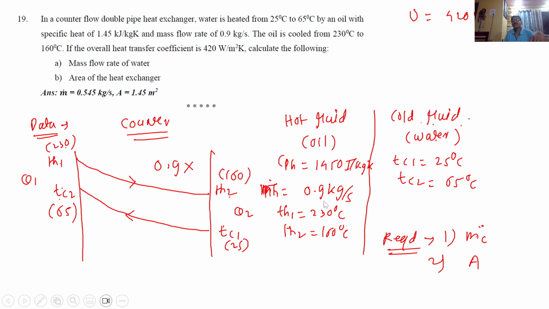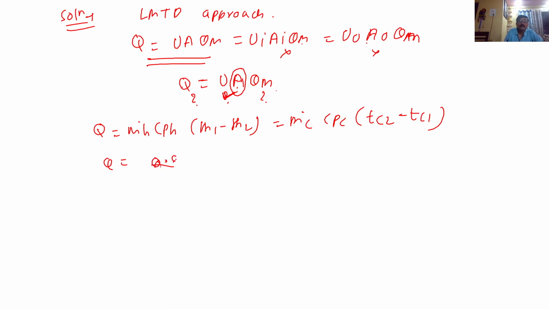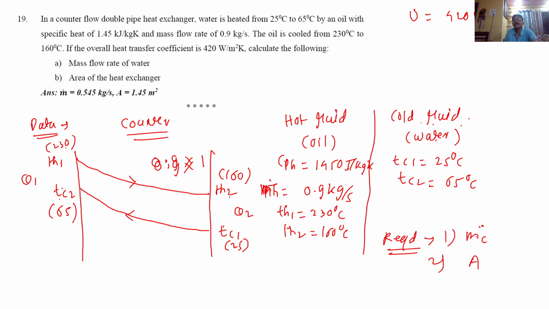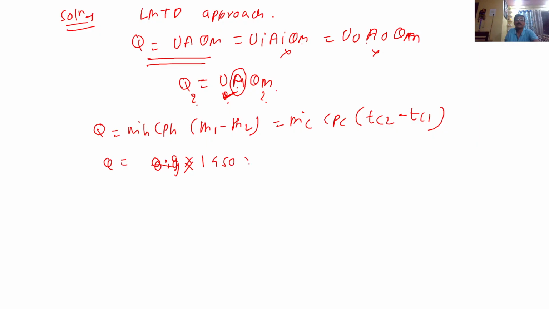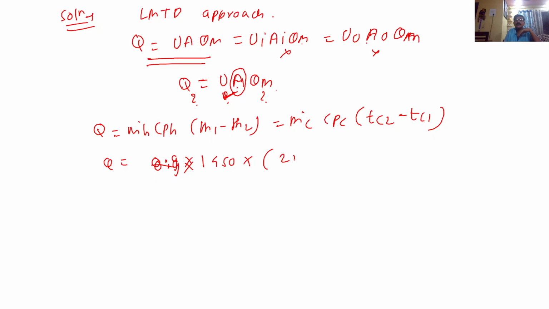Okay. M dot H is 0.9, CPH is 1450. So 0.9, 1. What is CPH? 1450 into TH1, which is 230 minus 160. If we calculate, the answer of Q is coming as 91350 watt.